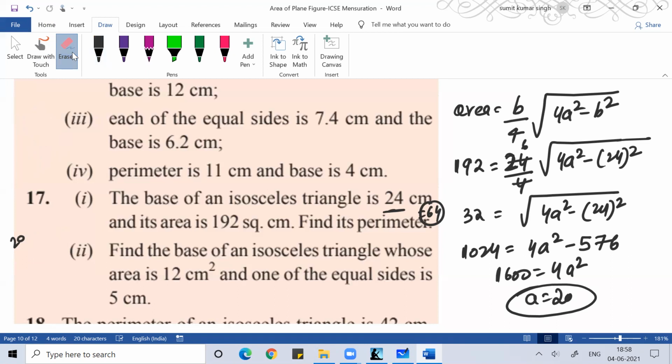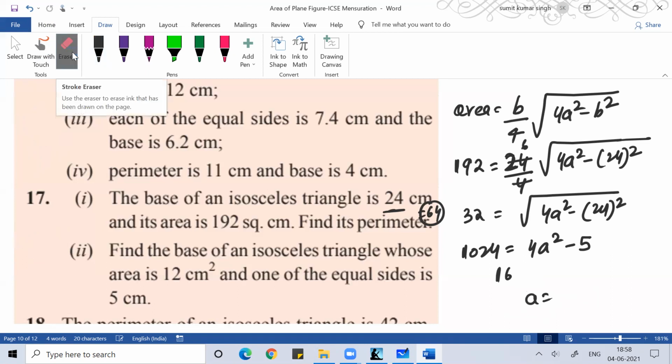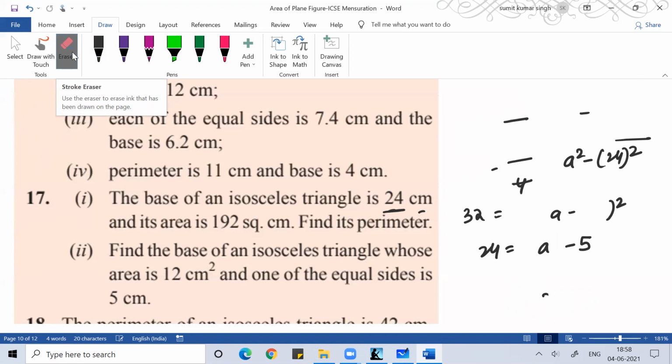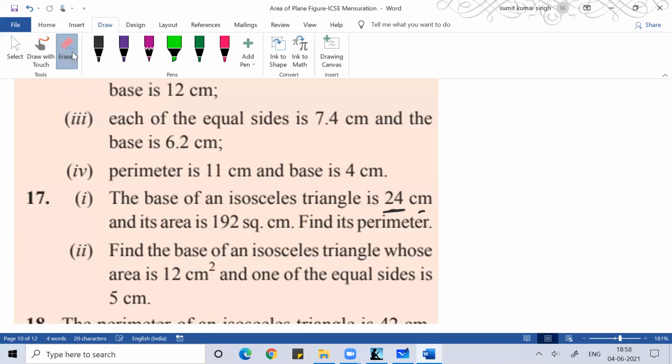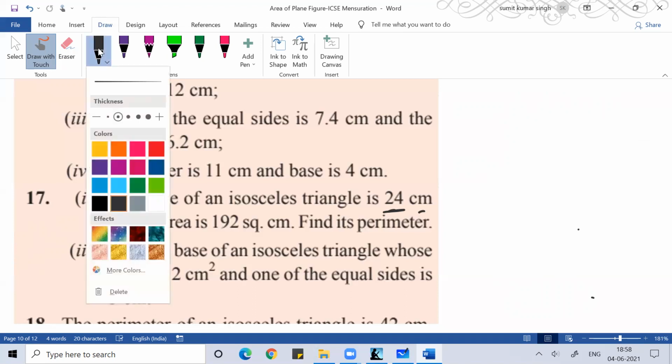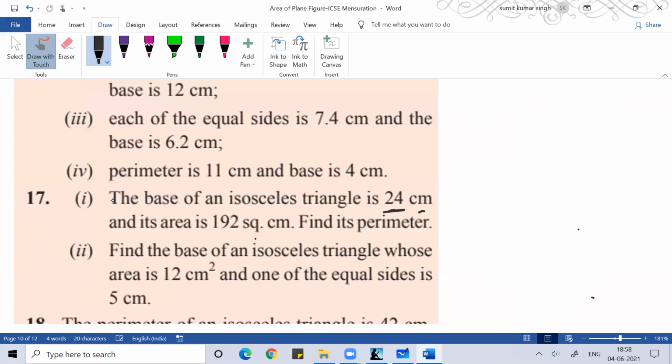The other way, if you don't want to use this formula, in case normally this formula we'll forget as time passes. Because right now we are practicing, so we know the formula. Gradually we'll forget this formula. So you can simply take the help of the Pythagoras theorem. You can simply take the help of the Pythagoras theorem again.